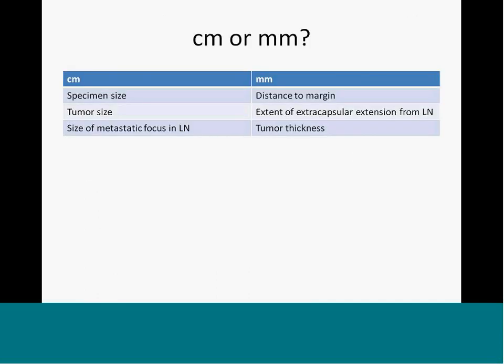Just a couple of minor issues. The protocols are a mixture of centimeters and millimeters in terms of what measurement you use for reporting. And in these protocols, the specimen size and size of a metastatic focus in the lymph node are all reported in centimeters, and distance to a margin, the extracapsular extension from a lymph node, and tumor thickness are all reported in millimeters.